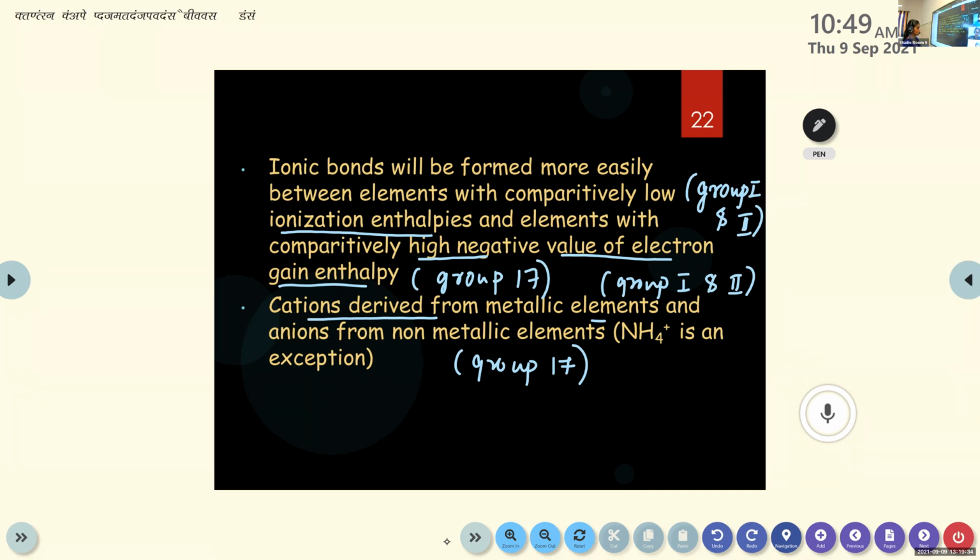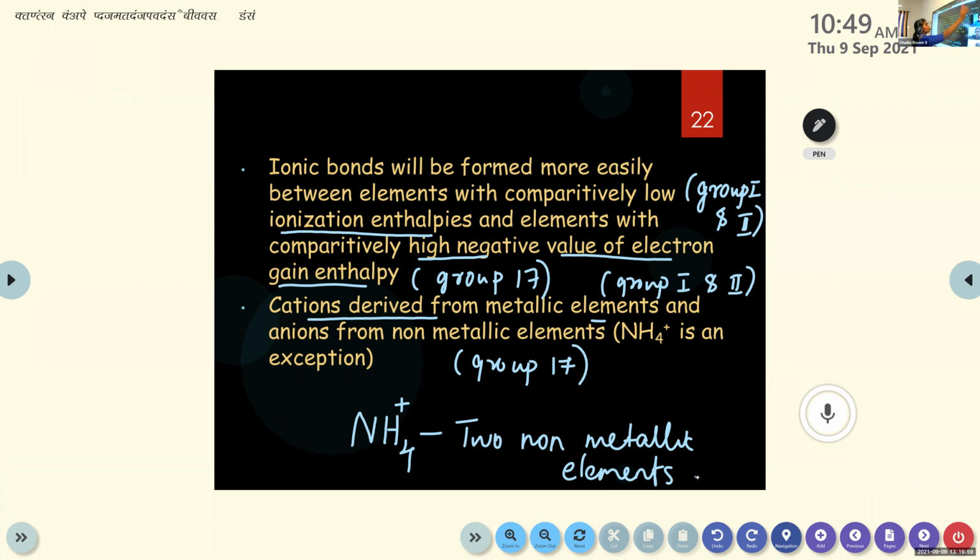It is made up of two non-metallic elements, that's why. Ionic bonds will be formed more easily between elements with comparatively low ionization enthalpy and the elements with high negative electron gain enthalpy, that is between group 1 and 2 with group 17.